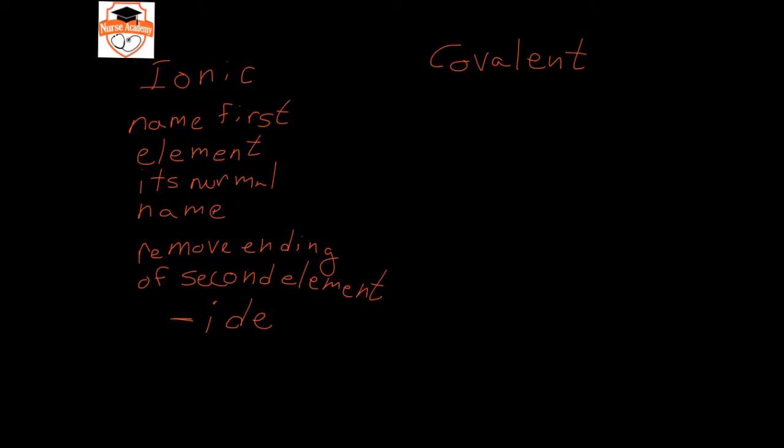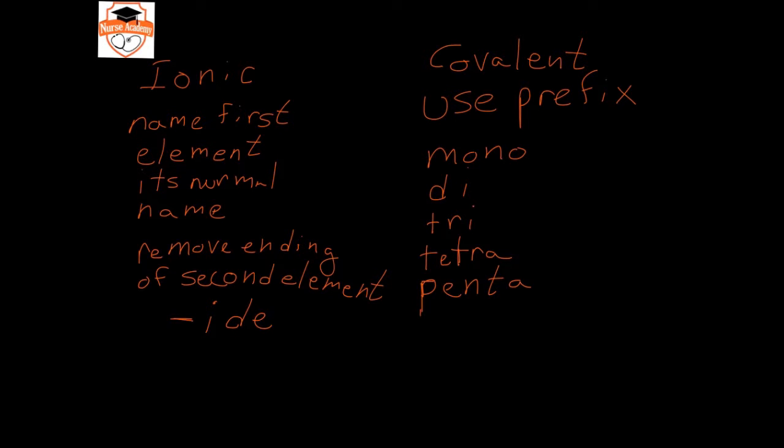In covalent naming, you're going to use prefixes: mono, di, tri, tetra, penta, hexa, and I'm assuming you're probably not going to go above that. Most of the questions that we've seen so far have only required ionic naming, but I wanted to give you the covalent naming just to be safe. So let's do some examples.